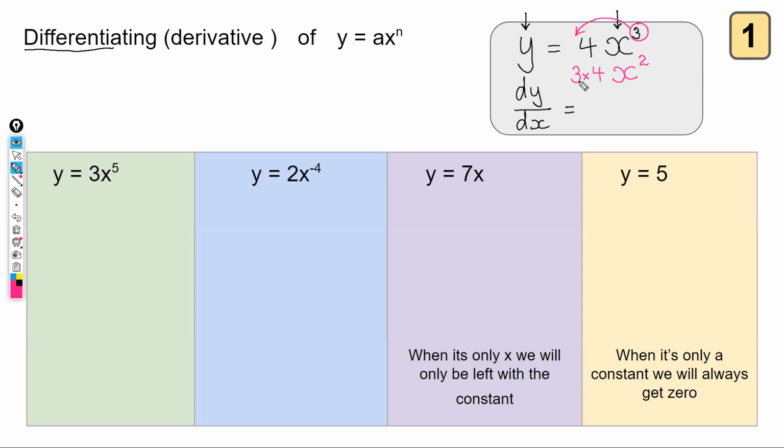So we can simplify this. 3 times 4 is 12. And then we have x squared. That's how you differentiate a very simple expression.